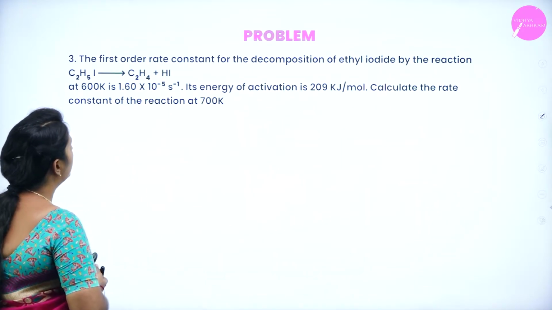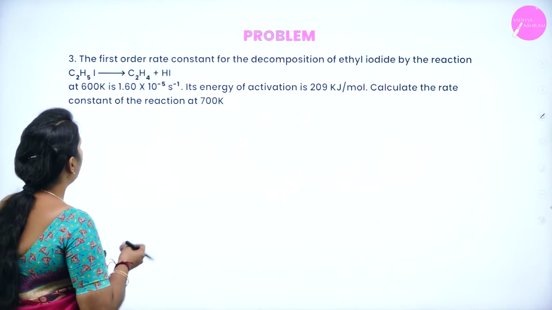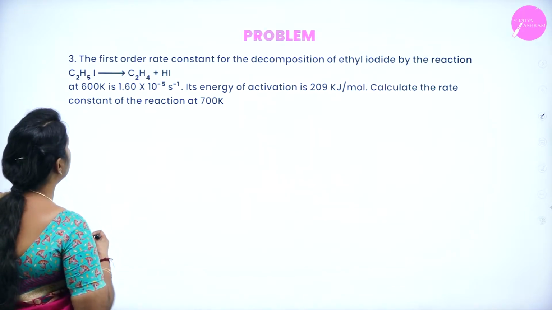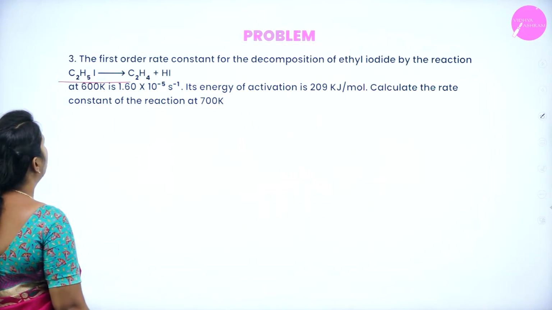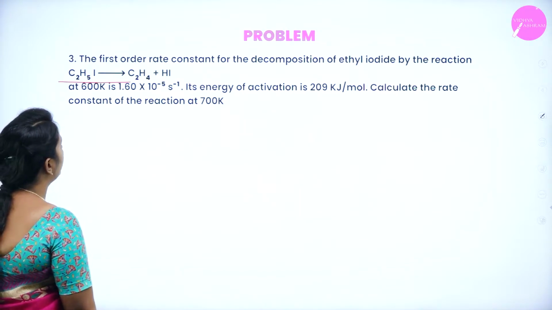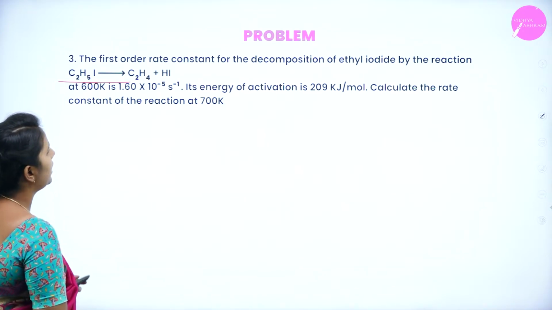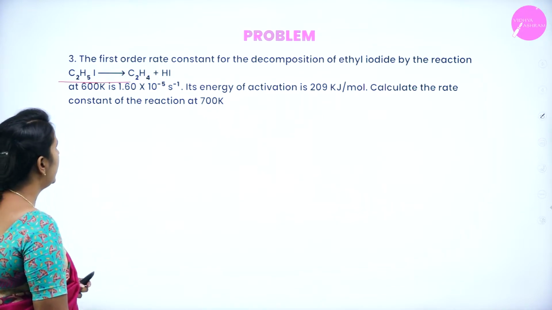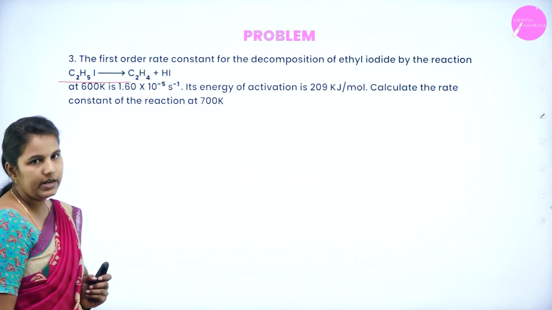The first order rate constant for the decomposition of ethyl iodide by the reaction C2H5I giving C2H4 plus I. So this is a decomposition reaction. At 600 Kelvin it is 1.60 into 10 power minus 5 per second. Its energy of activation is 209 kilojoules per mole. Calculate the rate constant of the reaction at 700 Kelvin.